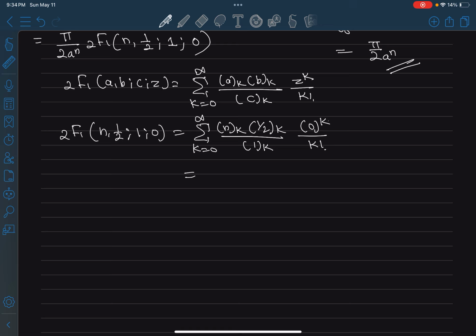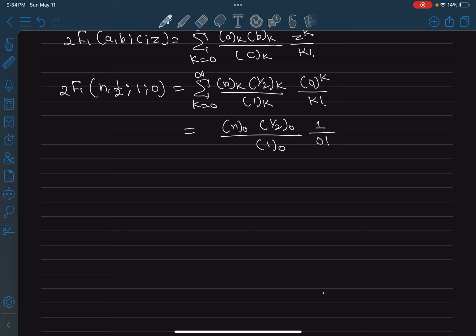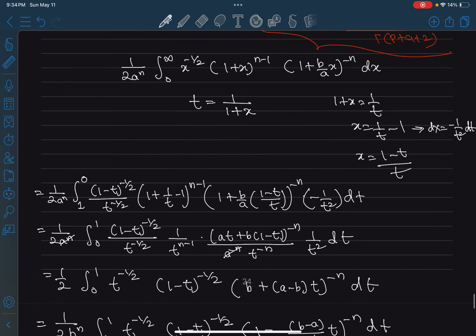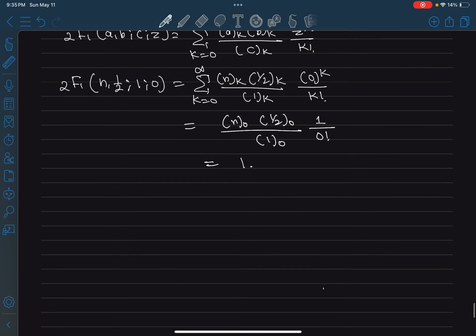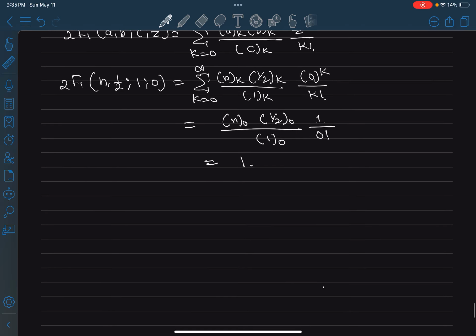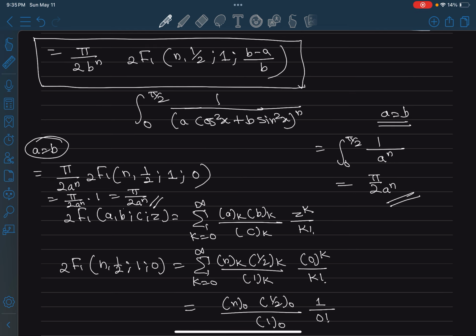For k equals 0, 0 to the power 0 is 1, so that gives us (n sub 0)(half sub 0)(1 sub 0), and then 1 by 0 factorial. And we know that all of these sub 0 are 1. I already said that earlier, right? These all are just 1. So we see that this is actually just 1. So that's why this actually becomes pi by (2a) to the power n times 1, which is pi by (2a) to the power n. So our general formula gives us the answer pi by (2a) to the power n, which is exactly what the answer is.